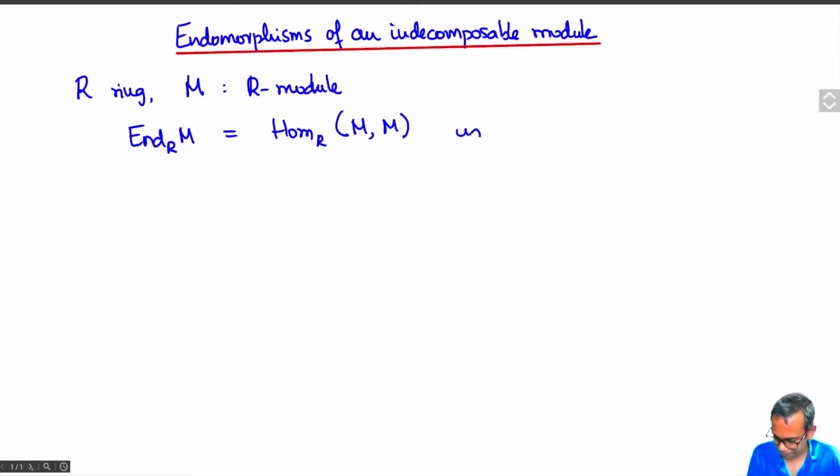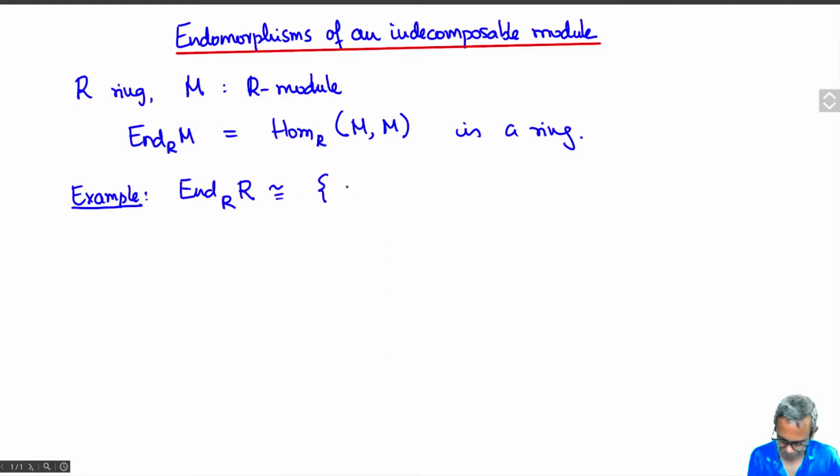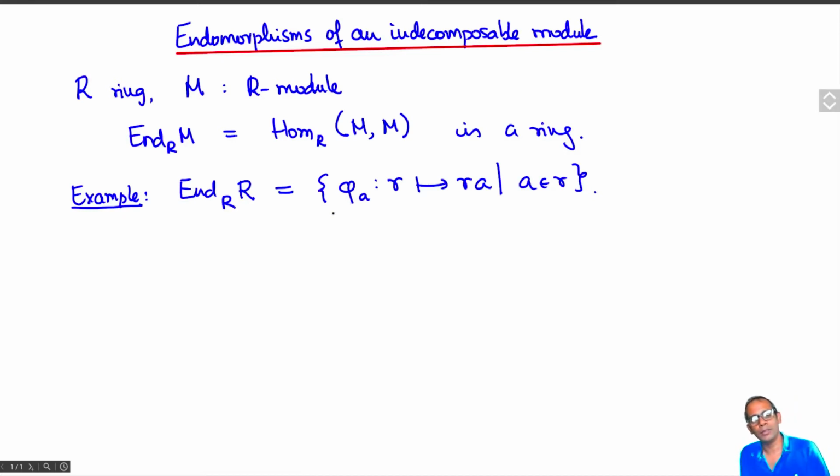Okay, so for example, the most interesting example is that if you take any ring R and you look at R itself as a left R module, then this is isomorphic to the set of φ_A, which takes r to r times a for every a in R. So you can check that φ_A is an R module endomorphism, and conversely, given any R module endomorphism of R, the moment you know where it takes 1, it will take 1 to some element a, you can show that it's actually equal to φ_A.